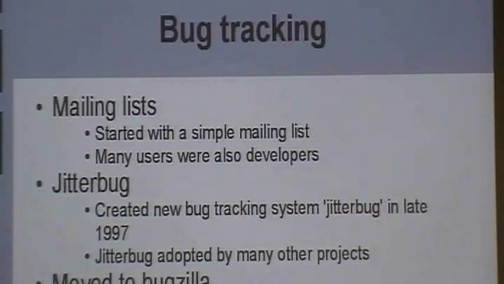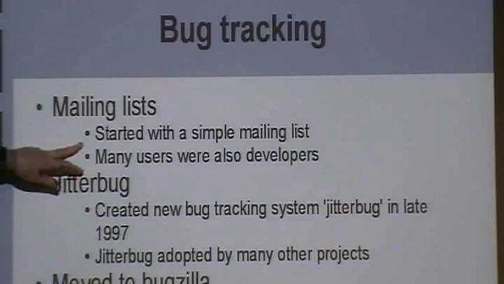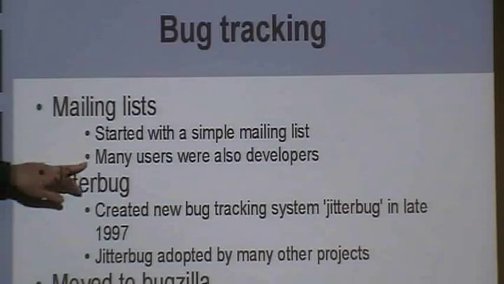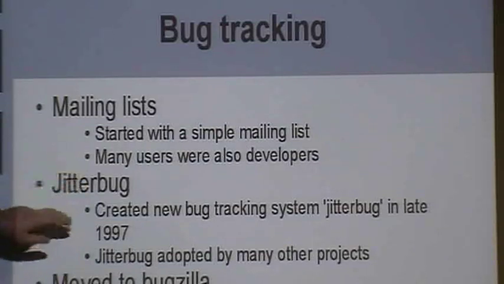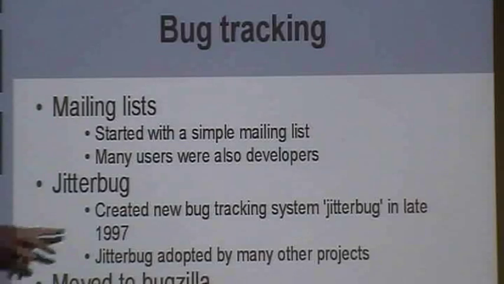Bug tracking. Samba started with a simple mailing list. All our bug tracking was just people mailed the mailing list. Many of the users were also developers at that time, so it was quite suitable. Then I wanted a bug tracking system. There were several bug tracking systems available, but I didn't like any of them. Like many programmers, you tend to think very highly of yourself. You think, I can do better than that. And so I thought, well, I'll go and create my own bug tracking system. And I can make it more web-based and more friendly for people. So I created a project called Jitterbug, which is the bug tracking system in 1997.